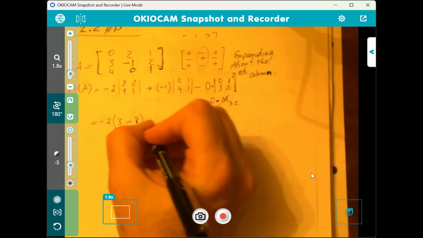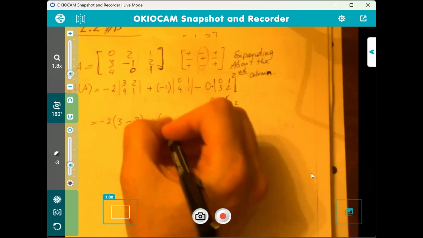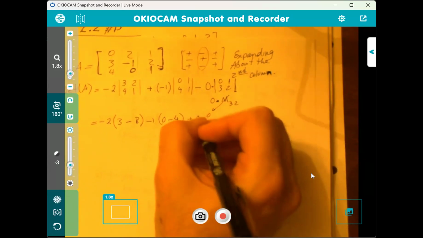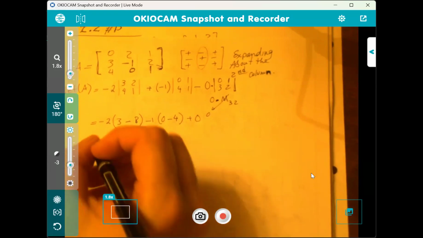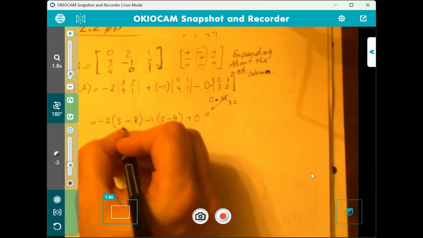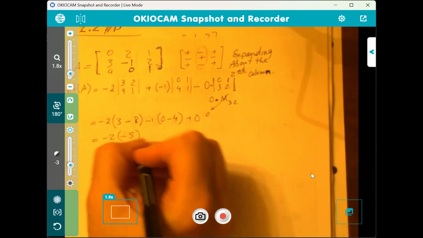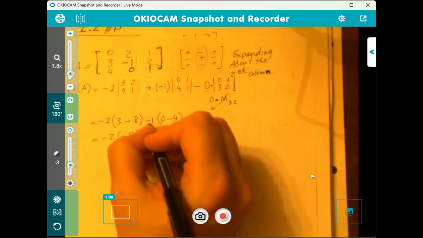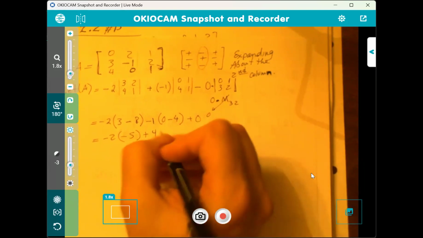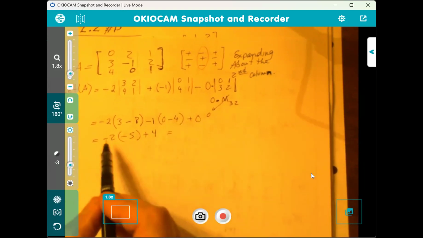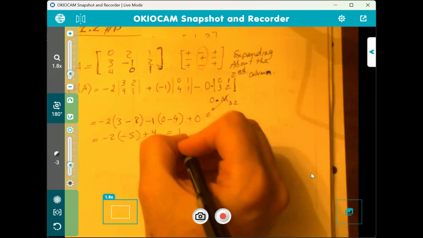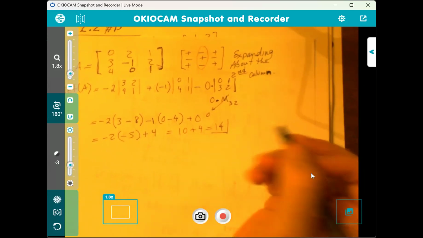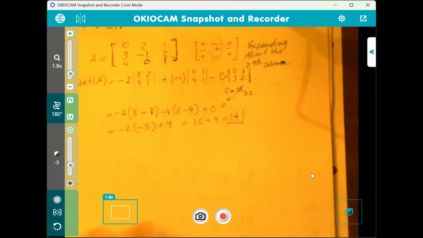The middle one is going to be negative 1. 0 times 1 is 0. Minus 1 by 4 is negative 4. The last one, I just put 0. What do we get? Negative 2 times 3 minus 8 is negative 5. Negative 0 minus 4, that's negative 4 times negative 1 is positive 4. And negative 2 times negative 5, that's 10 plus 4. So there you go. The determinant is 14.